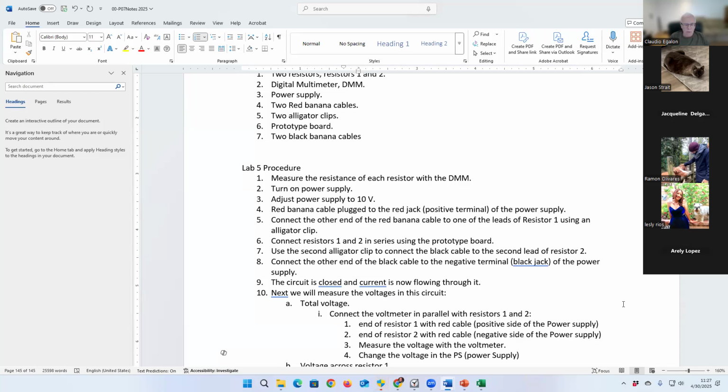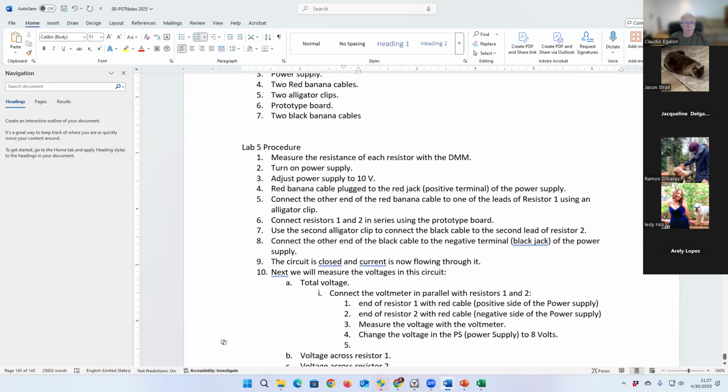Change the voltage in the PS power supply to 8 volts. Okay? Repeat the measurement. 8, 6, 4, and 2 volts, and repeat the measurement for each one with the voltmeter.